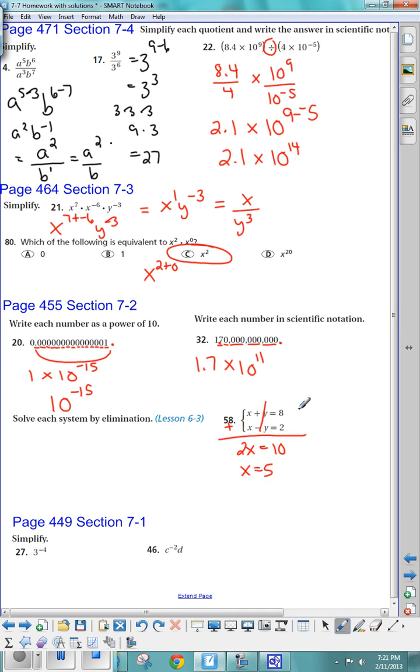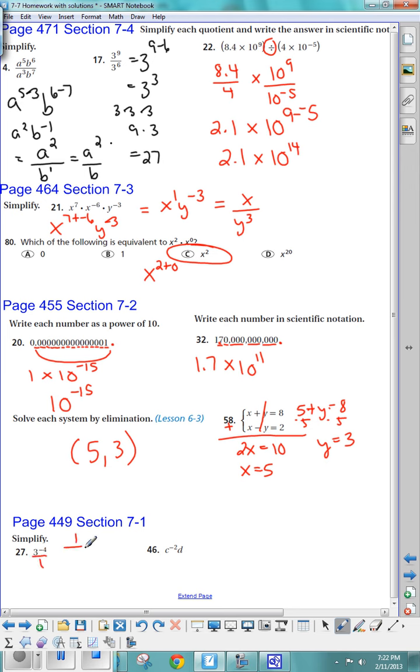Then plug that 5 back into either original equation. I'm going to go into the first one, so 5 plus y equals 8. Subtract 5 on each side, and 8 minus 5 is 3. So I end up with x equals 5 and y equals 3. And of course you can check it in the second equation. Does 5 minus 3 equal 2? Yes.